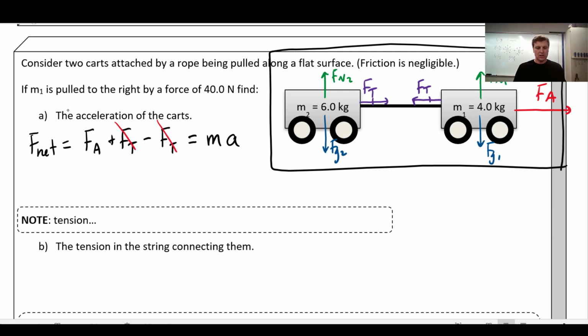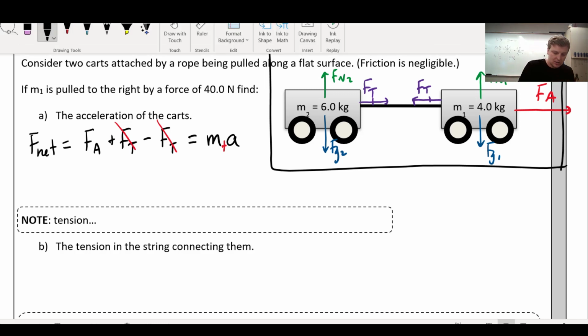But the other thing I want you to notice is, what mass am I talking about there? Well, since I looked at the whole system, I considered all the forces on the whole system, then in this space right here, I have to use the total. I'm going to put a little T there for total mass, because I have to use the total mass of the system.